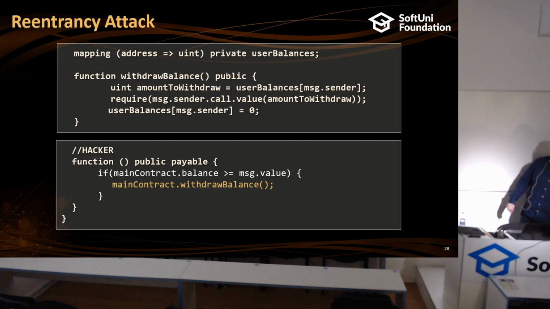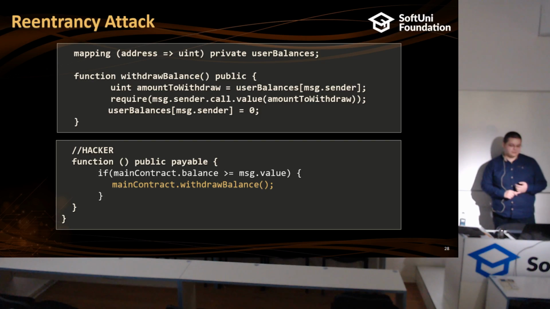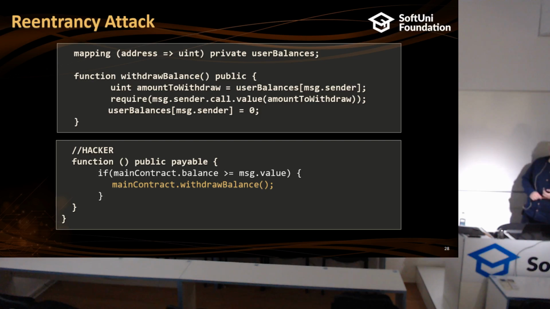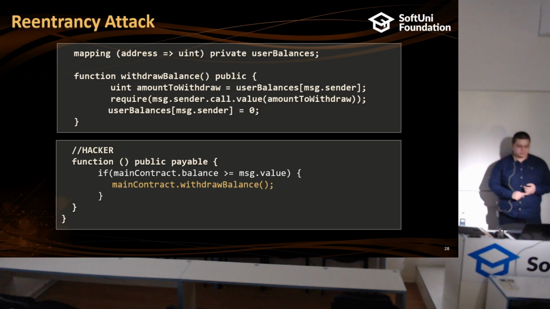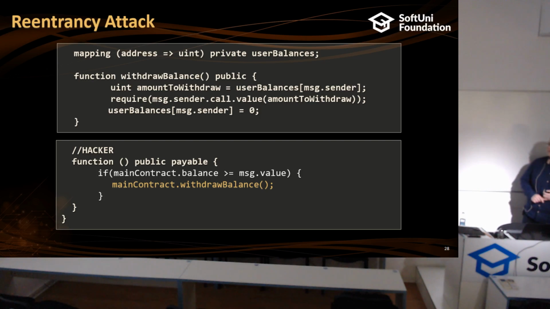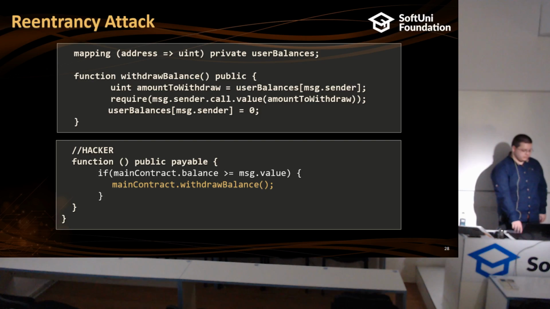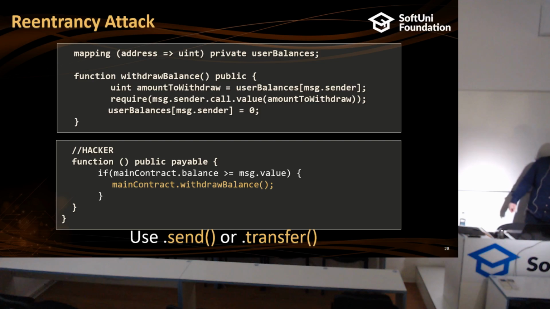There's other things that you need to know, and that is again that it costs gas to execute, so it cannot really run forever. Non-smart contract code can run forever, and that is because of the gas limitation of when the code is executed. So to be safe, use either a .send or .transfer when you're transferring money to somebody.